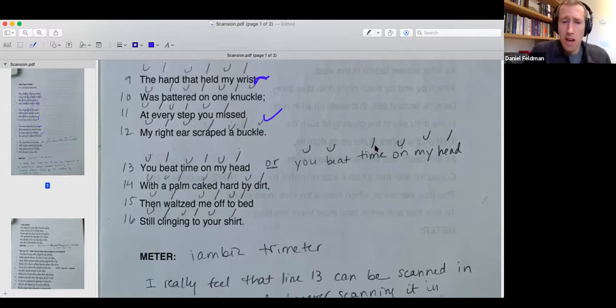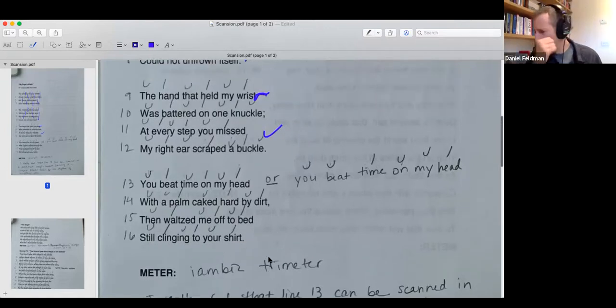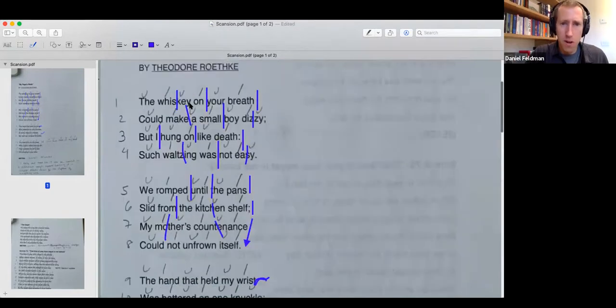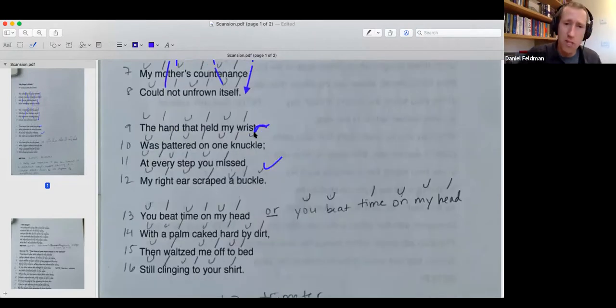I'm going to connect that to the last point of why the iambic trimeter, which is what we have here, three iambs, makes some sense. So the last 2 points of you beat time on my head, and now we get to discussion of the poem in general, how this all makes sense as a text. We have a few minutes to discuss this.